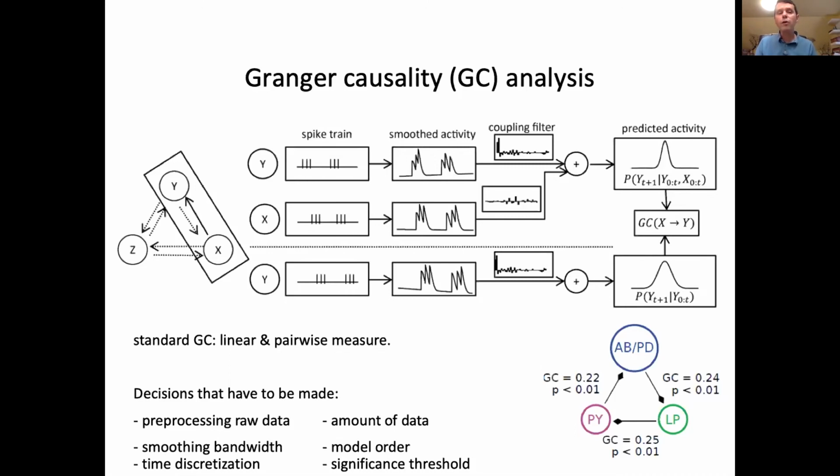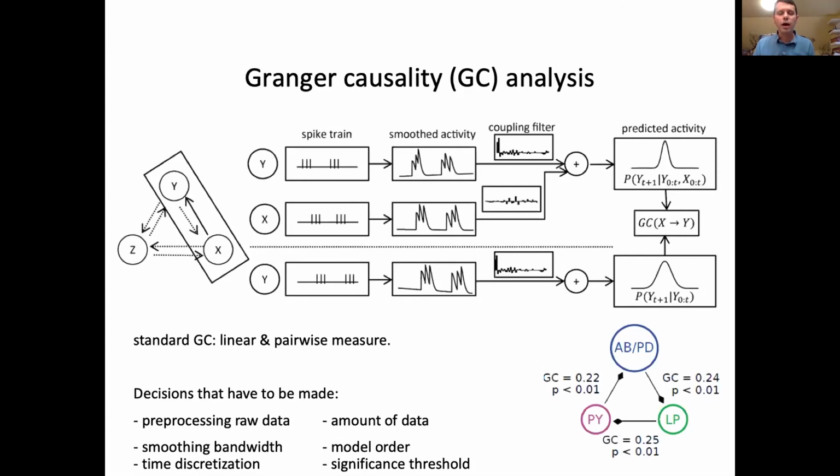And along the way, there are a whole bunch of decisions that have to be made, like how much you smooth, and what's going to constitute a significant event. And you end up with p-values that relate to the relationships between these without, in some cases, much of an understanding for what those p-values mean in terms of the actual influence one neuron is having on another.